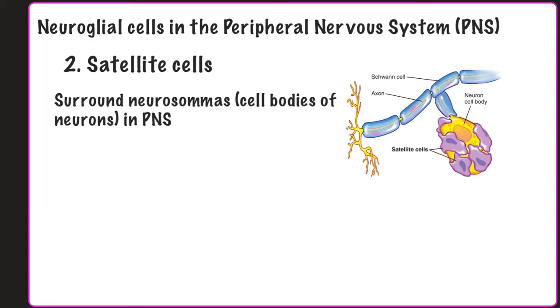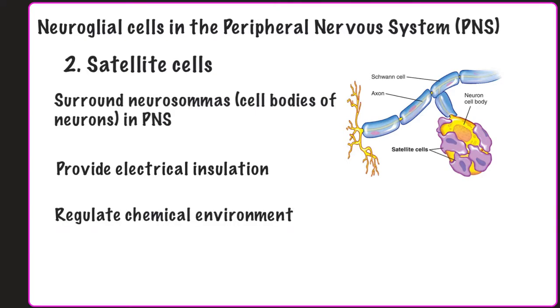Because all the cell bodies hang out together in this ganglia, it creates this swelling. So there's swellings within the peripheral nervous system, and the satellite cells actually hang out there. They surround those cell bodies or neurosomas in there, and they provide electrical insulation around the soma, and they also are responsible for regulating the chemical environment of the neurons within that area, okay? And that means, again, maintaining that extracellular fluid, making sure that everything is good and ready for the neurons to be able to conduct their signals. Neurons are very specialized cells.